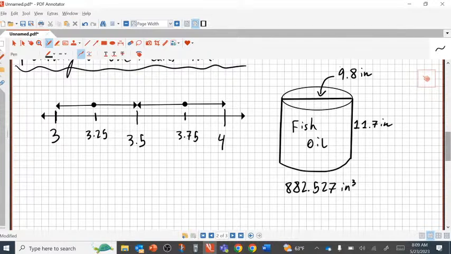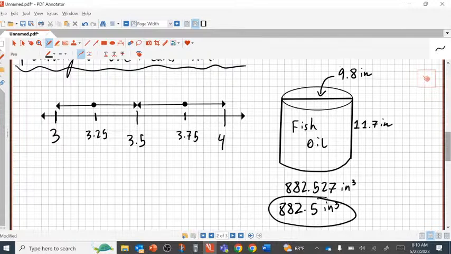Now, real quick, how should we round this? Should we round it up to 883, keep it at 882.5, or make it 882? Show me with your fingers. Where do you want to put it? I would put it at 882.5 as well. It's very close to 882.5, and I'm going to do 882.5 inches cubed.